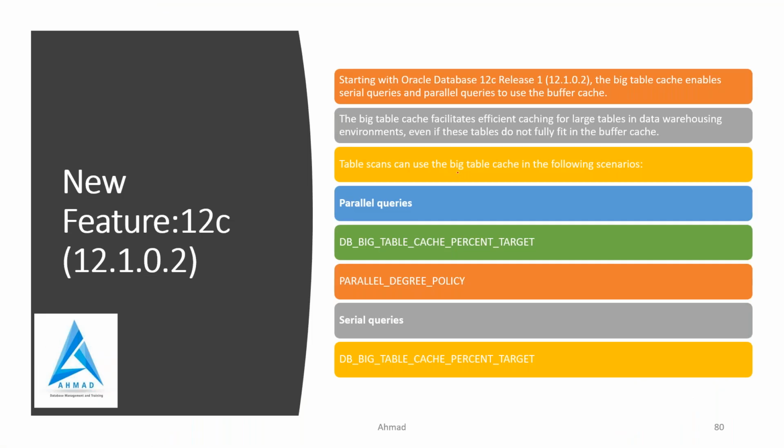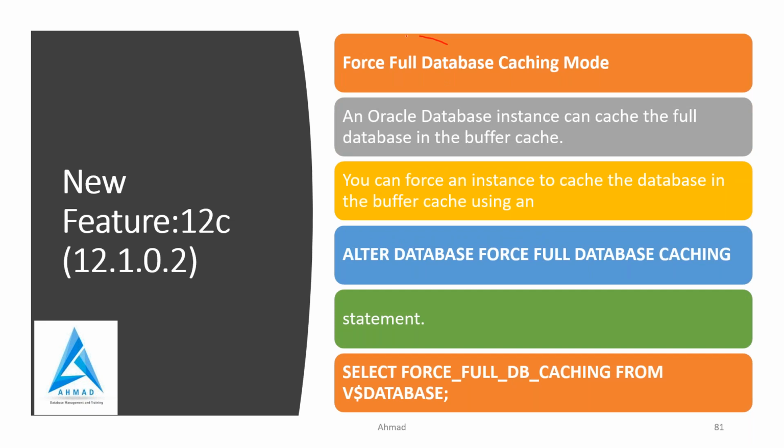Now, new features. You have parallel queries and big table cache enabled for serial query and parallel query. For that, you have the DB_BIG_TABLE_CACHE_PERCENT_TARGET parameter and PARALLEL_DEGREE_POLICY, and for serial queries you have to set this parameter. So this feature is introduced, and this is a very important thing that happened in 12c.